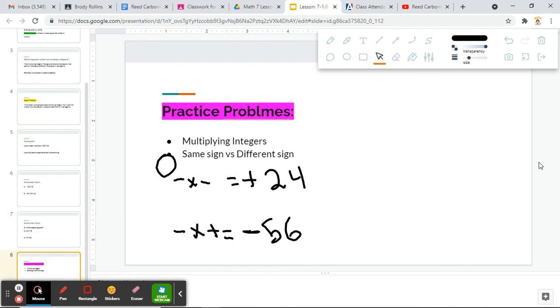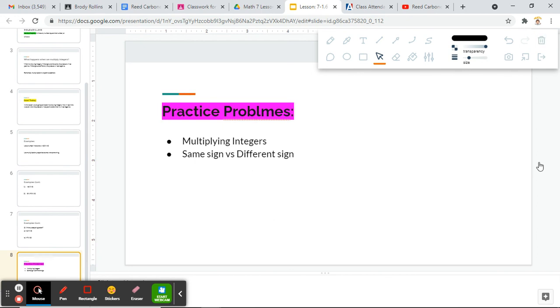Alrighty, all I need you to do is finish up with that conclusion here. Write 2 complete sentences on multiplying integers, especially the same sign versus the different sign. I really want to see you include that.